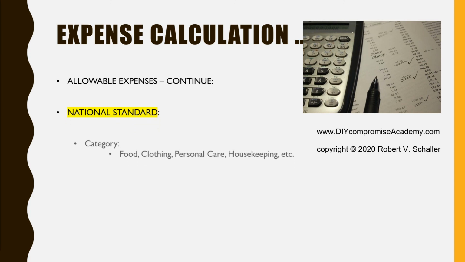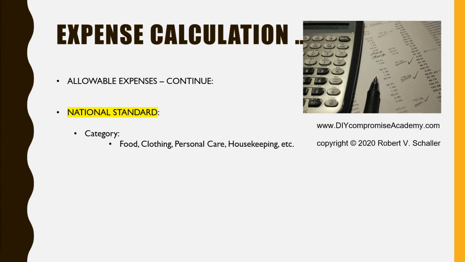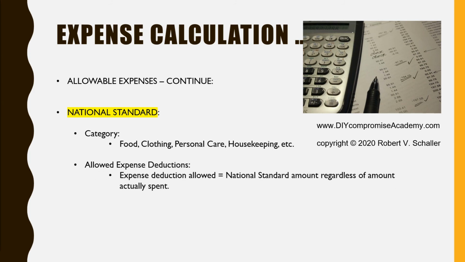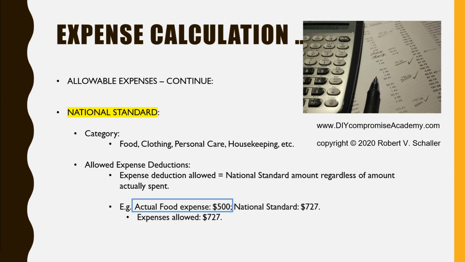The most common expense categories limited by the national standard are food, clothing, personal care, housekeeping, etc. The expense deduction allowed equals the national standard amount regardless of the amount actually spent. For example, assume a taxpayer's actual food expenditures are $500 per month, and let's further assume the allowed national standard for food is $727 per person for this taxpayer. In this scenario, the taxpayer would be allowed a monthly food expense deduction of $727 per month, even though the taxpayer only pays $500 per month in reality. The standard proves a windfall for the taxpayer in this scenario.